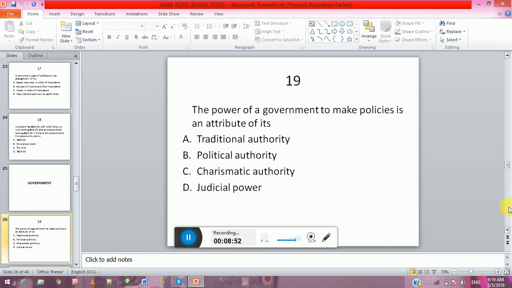Government. The power of a government to make policies is an attribute of its A. Traditional authority, B. Political authority, C. Charismatic authority, D. Judicial authority.